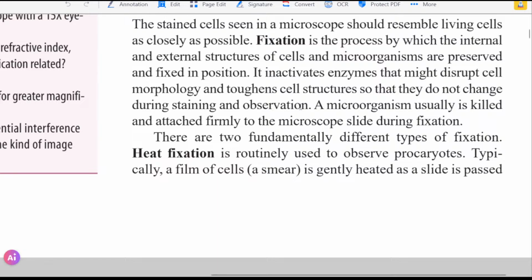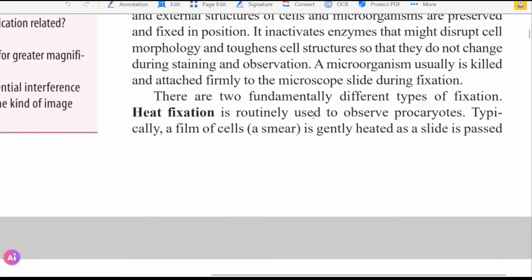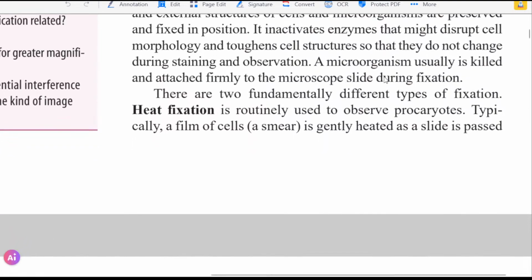There are some enzymes that may be making the cell membrane, and if they continuously work, the cell membrane will be continuously changing. As a result, it will make it difficult to study under the microscope. So things like that, right? Enzymes like that. A microorganism usually is killed and attached firmly to the microscope slide during the fixation.